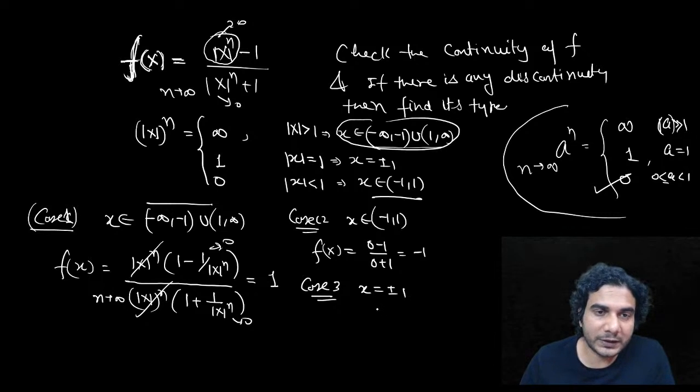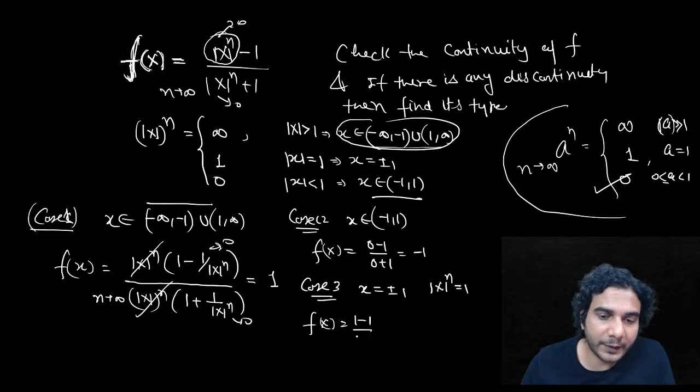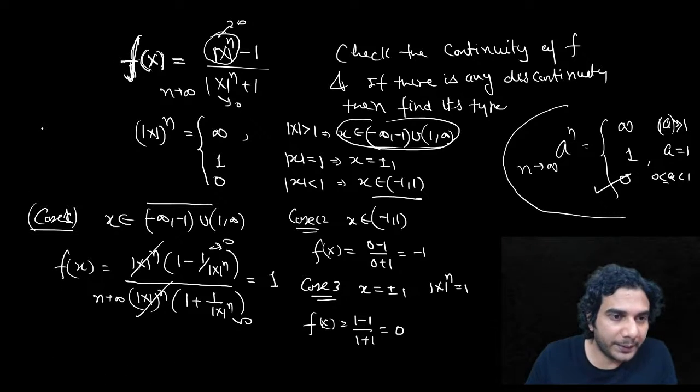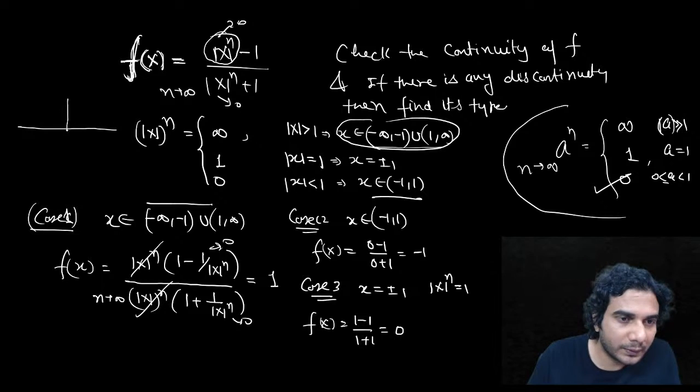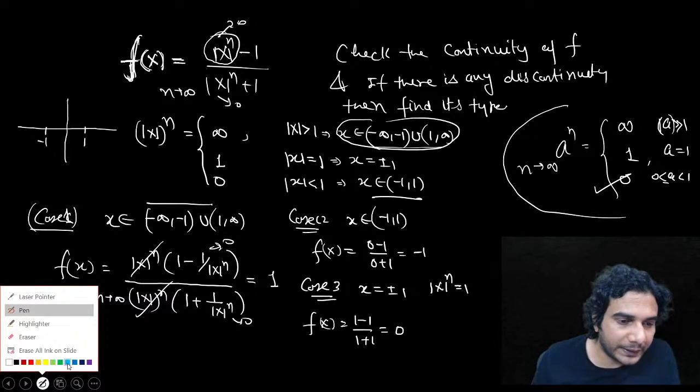So when x is equal to plus minus 1, in that case we know that mod of x raised to n is equal to 1 only. So if you put 1, then the numerator is going to be 1 minus 1 divided by 1 plus 1. So it is going to be 0. So these are the values we are getting. If I plot them, then you can easily figure it out. See, this is 1 and this is minus 1. So you have 3 cases.